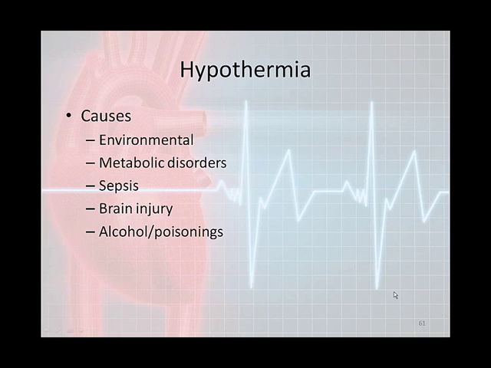In hypothermia, some causes could be environmental, which is the most common cause of hypothermia. You could have metabolic disorders, which could slow down the metabolic rate of the body to a point where they will end up in a hypothermic state. Sepsis is a very common problem. As people become septic, initially in their infection, the temperature will go way up to try to fight the infection. But as the infection wins the battle, the body temperature will drop. Brain injuries and alcohol poisonings also cause hypothermia.